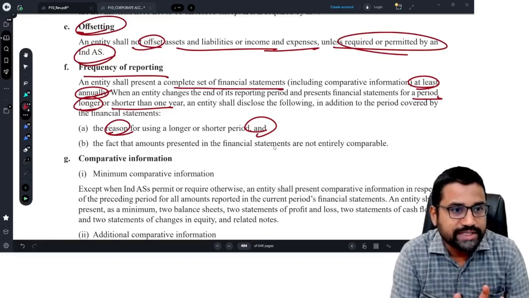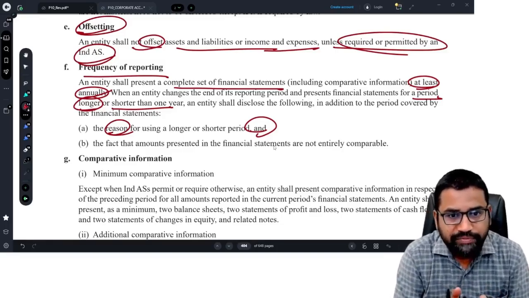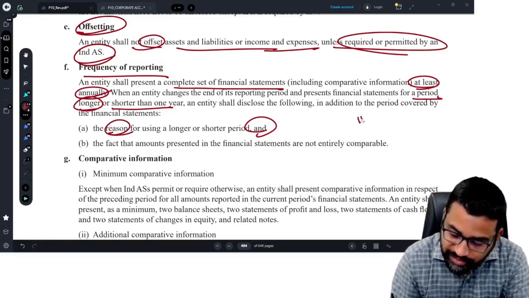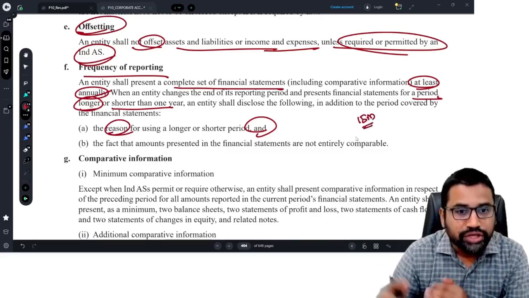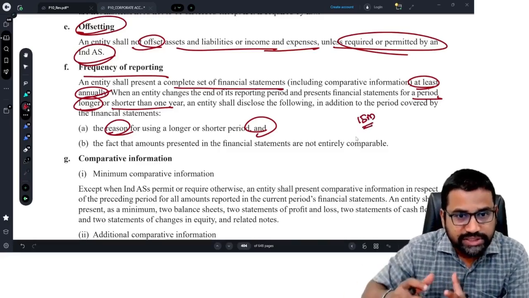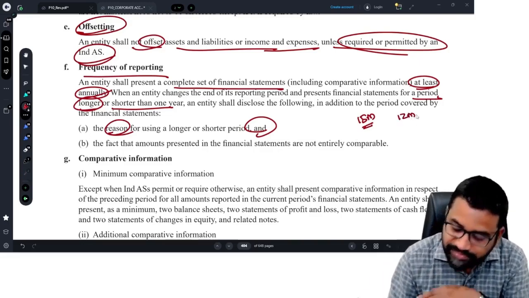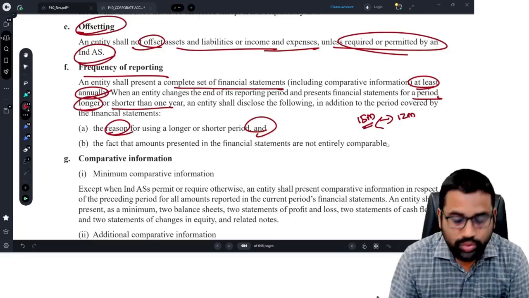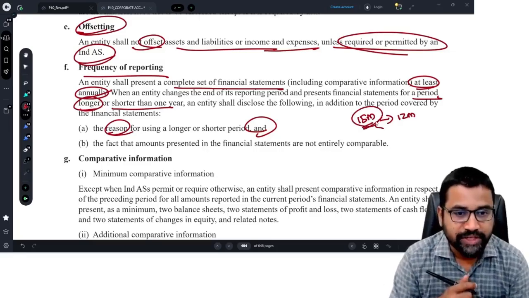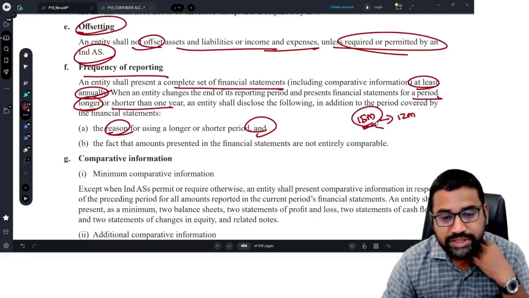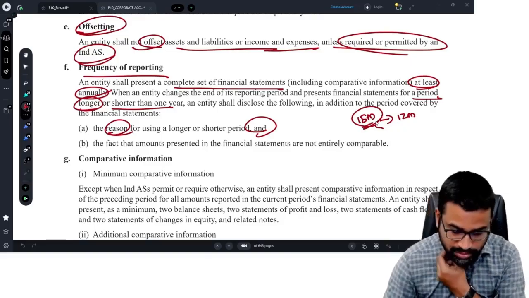Suppose, for example, you prepare financial statements and you selected 15 months. Now, how can you compare financial statements which have a frequency of 12 months? Suppose last year was 12 months, this year 15 months. Can you compare these two? No. Suppose my financial statements are for 15 months and the other company's financial statements are 12 months. Can I compare? No. So that is what they're saying.